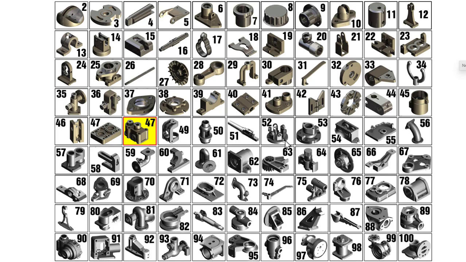Hi my friends, let's model the part number 47, superior housing, from my collection of 100 parts.